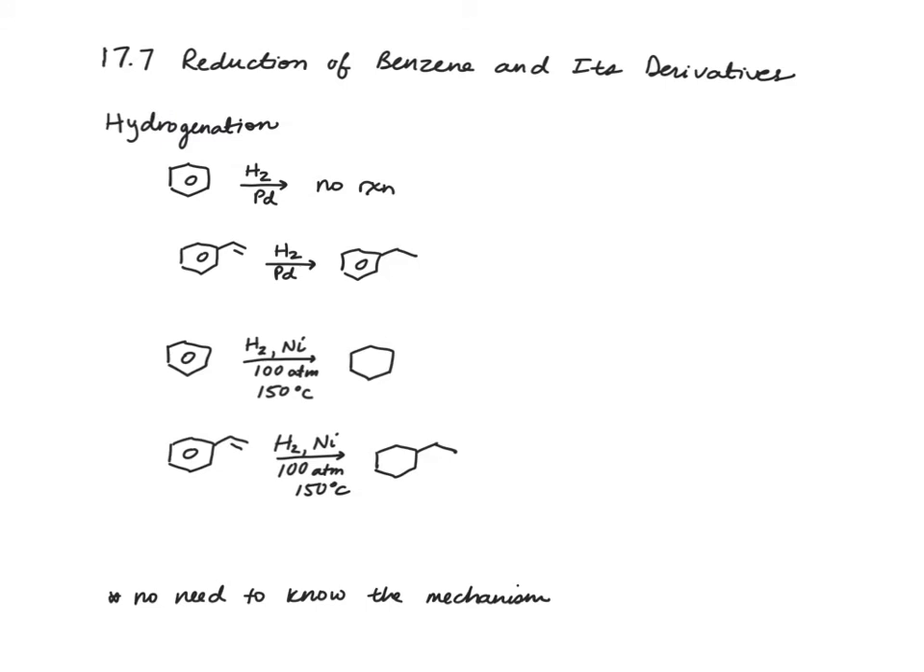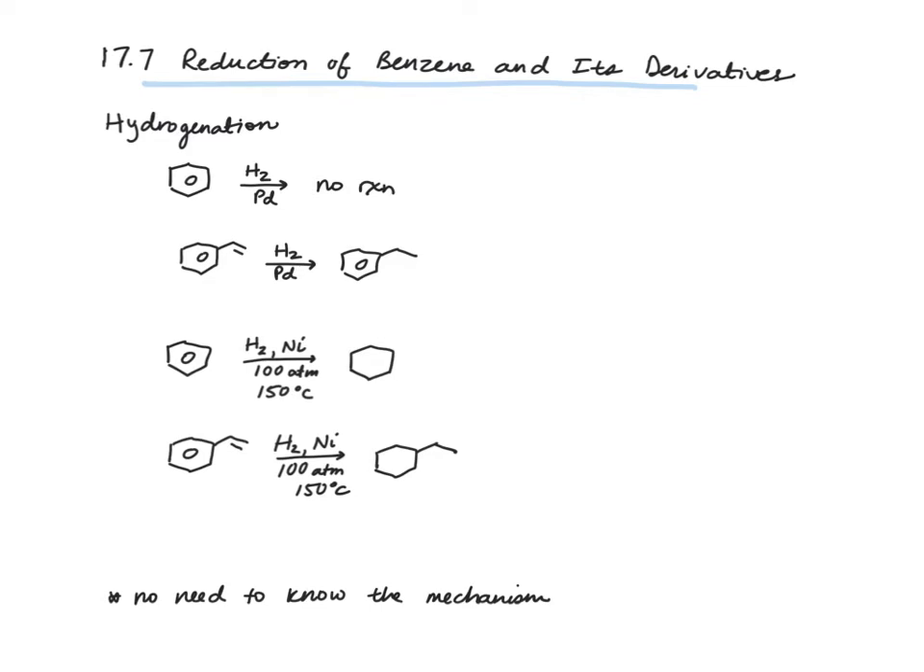We can also reduce benzene and its derivatives, and that's what we'll focus on in section 17.7. The first way that we'll reduce benzene is with a hydrogenation. We know that with hydrogen on palladium, no reaction on benzene occurs, but if we have an alkene that's not part of the aromatic ring, it gets reduced.